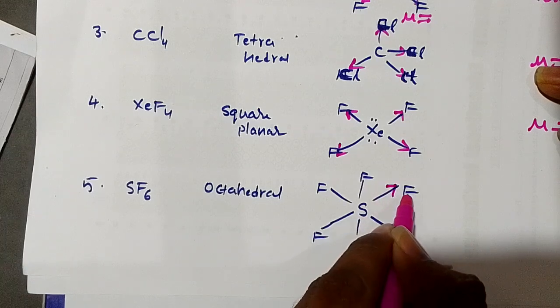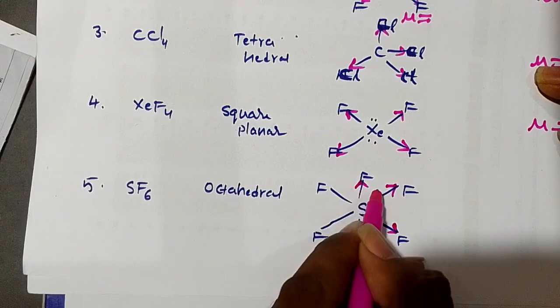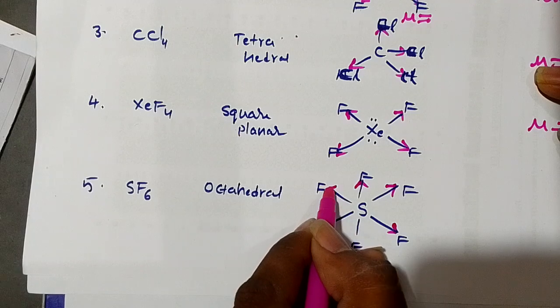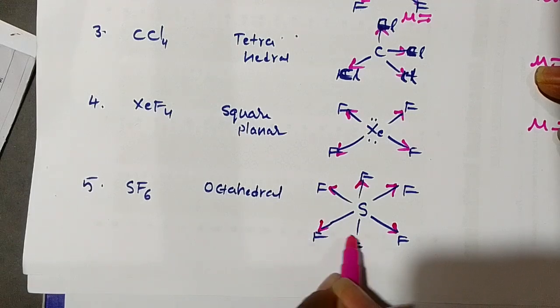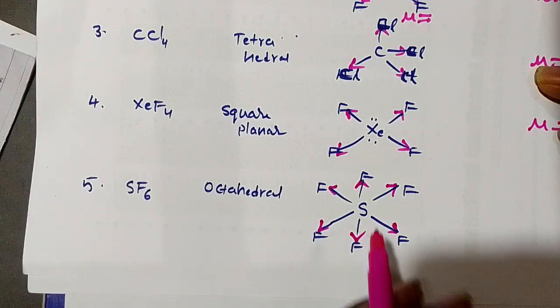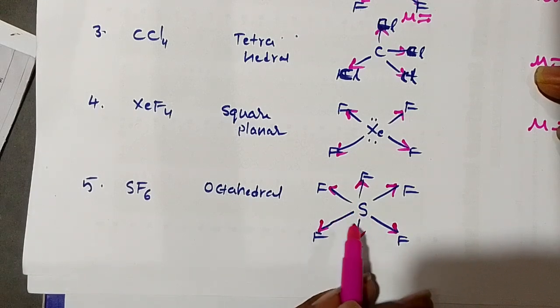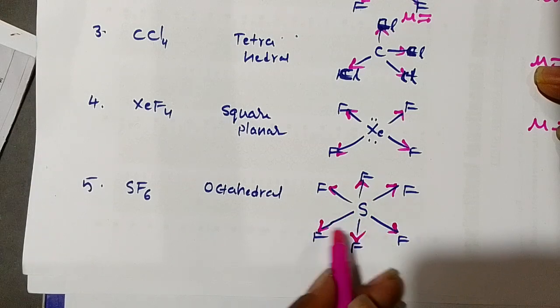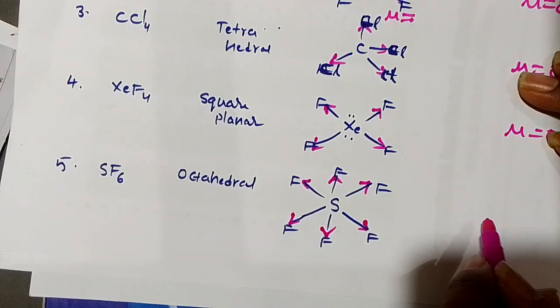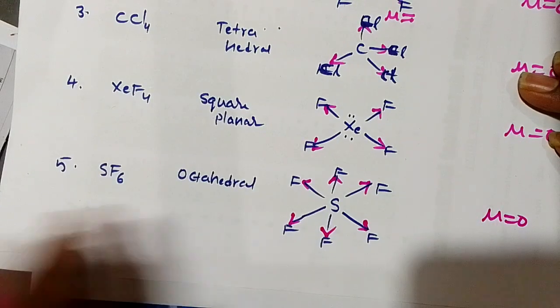Fluorine can attract the bonded electrons towards itself. Now the net force becomes 0 because it is a symmetrical shape. That's why the net dipole moment is equal to 0.